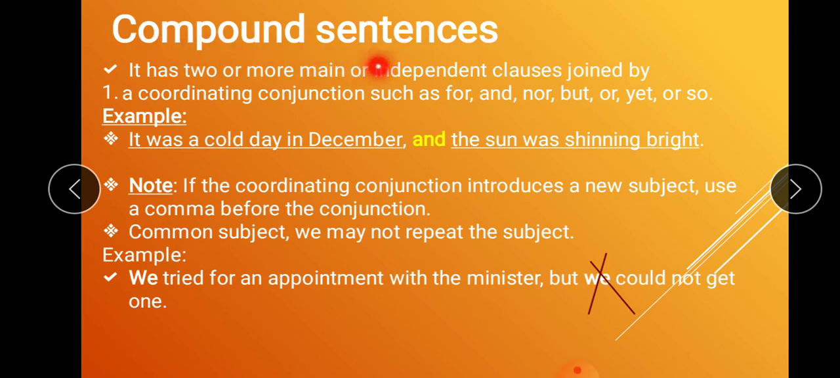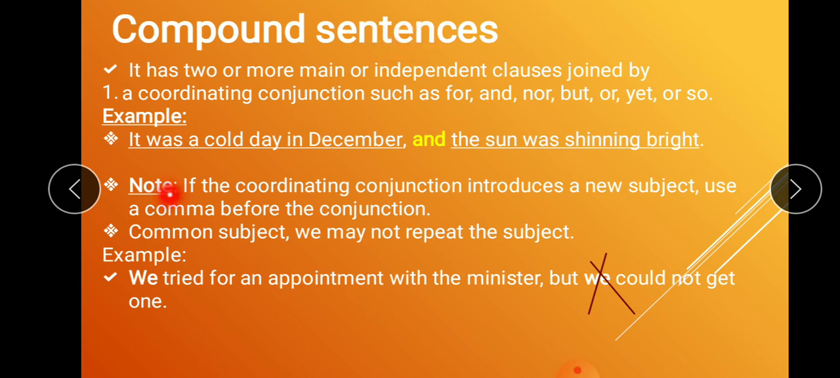Next is compound sentences. It has two or more main or independent clauses joined by a coordinating conjunction such as for, and, nor, but, or, yet, or so. Example: it was a cold day in December and the sun was shining bright. These are two independent clauses which are joined using the conjunction and. So this is an example of compound sentence.